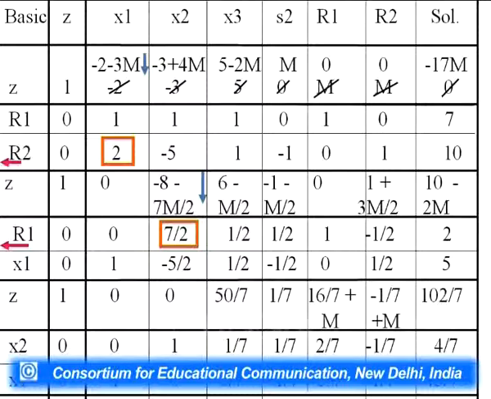Looking at this table, which gives us a complete idea of the calculations which were to be carried out in the form of the simplex method to solve our problem. The final solution now, the solution of the objective function is 102 by 7. The value for the x1 variable is 45 by 7. The value for the x2 variable is 4 by 7. This completes the solution to the first problem.